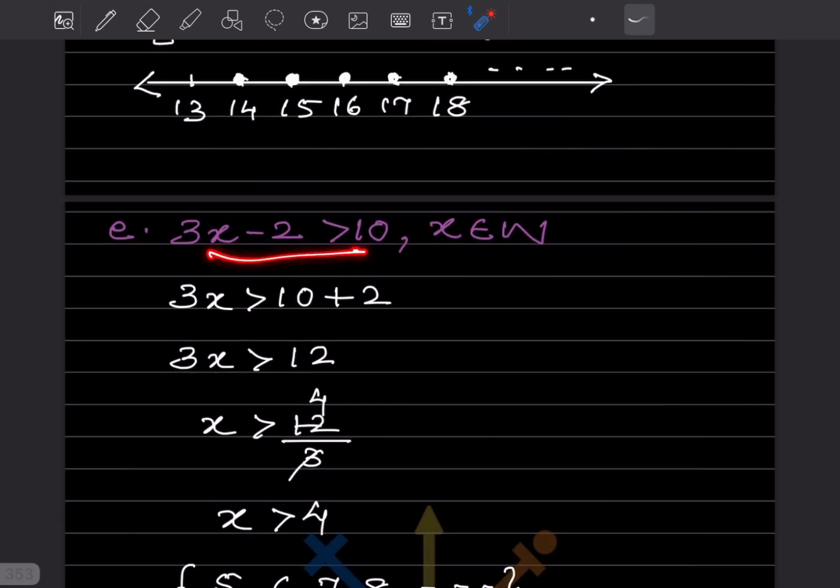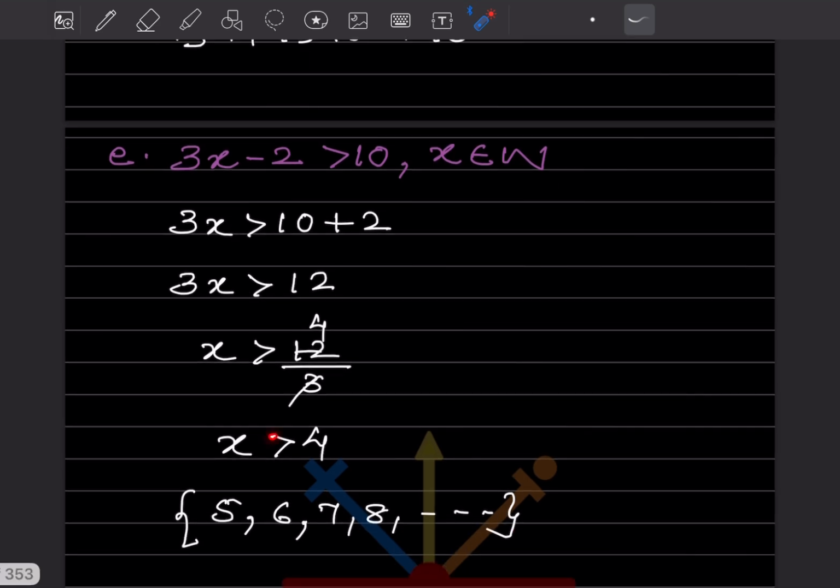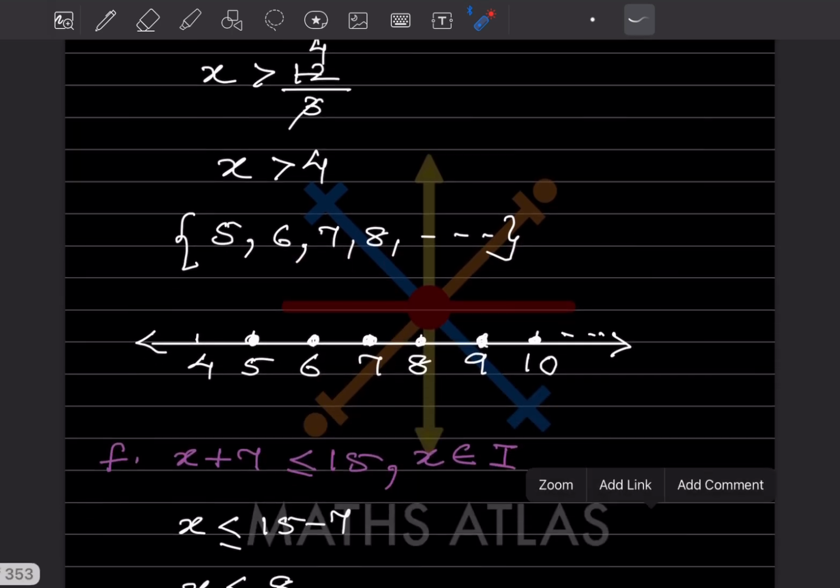Now for this one, it belongs to the whole number. Same, minus 2 becomes plus 2. This is going to be 12. So x is going to be 12 by 3. So x is greater than 4. So now here, greater than 4 means it will start with 5. 5, 6, 7, 8 and so on. So now here you will show on the number line, this is an extra number, 5, 6, 7, 8. You can also put 9, 10 because it will go on and then dots.